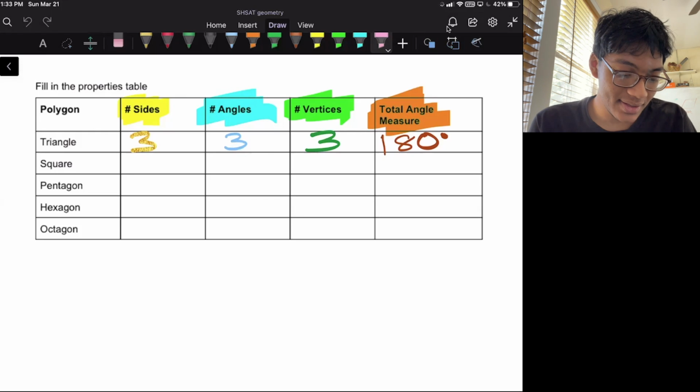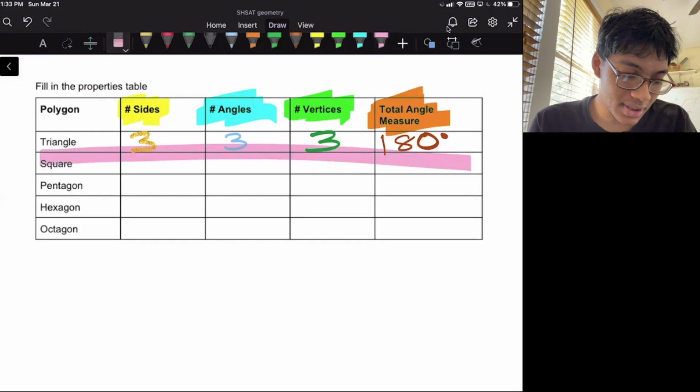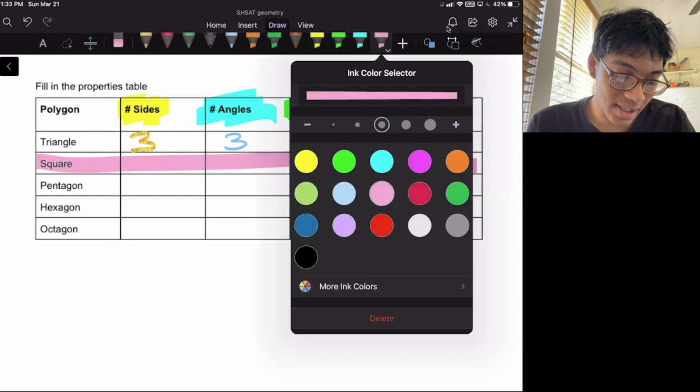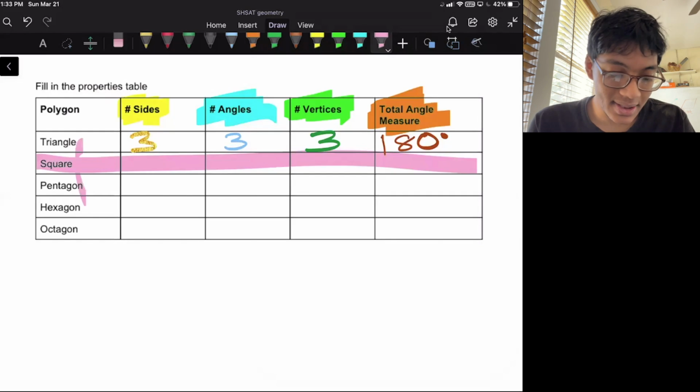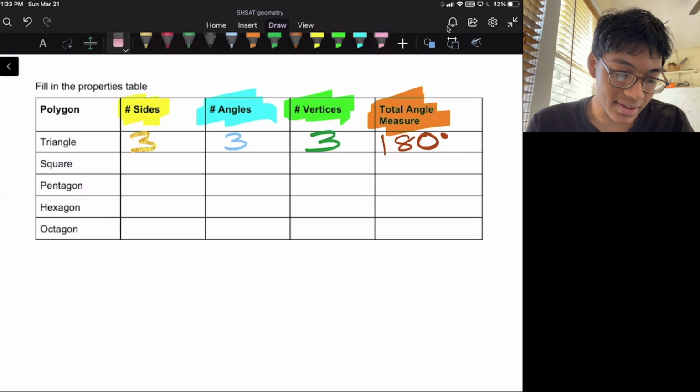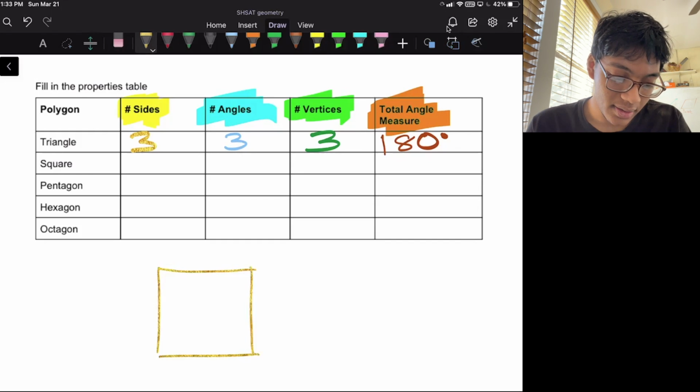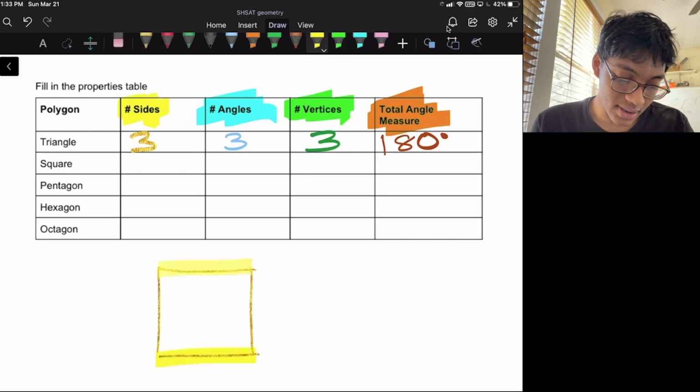Look at the second row. What's our second row here? Well, our second row is a square. So let's do that row. Okay, let's find out how many sides, angles, and so on in a square. So first of all, how many sides are in a square? Well, let's draw one out. So here is my square, and let's see how many sides it has. One side, two sides, three sides, four sides. So a square has four sides.